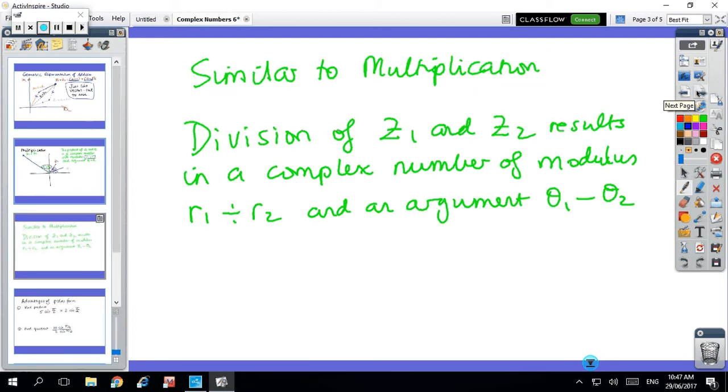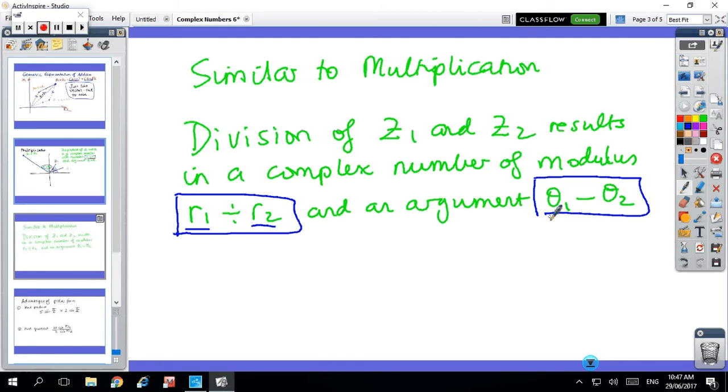And similar to multiplication, and I won't draw it on a graph, when you divide, you end up with a new vector length of r1 divided by r2, but instead of adding the arguments, we subtract the arguments. Okay? So that's the representation for division.